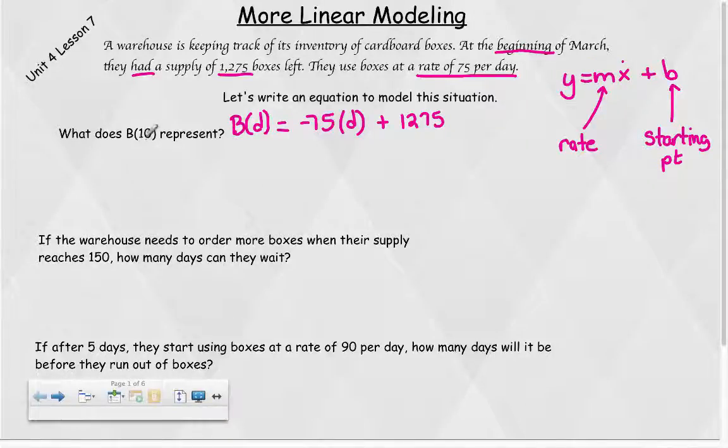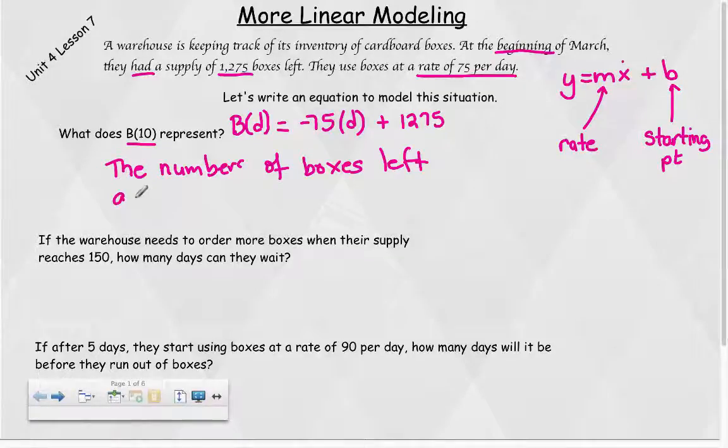So if I were to ask you, what does B of 10 represent? You understand that it means the number of boxes left after 10 days. Okay, if the warehouse needs to order more boxes, when will their supply reach 150? How many days is that going to occur at? Well, now that I have my equation, I'm going to rewrite it over here. All I have to do is figure out, where does 150 belong?